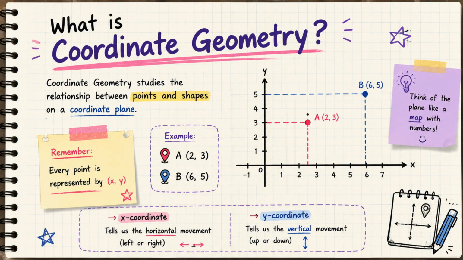First, let us understand coordinate geometry. Coordinate geometry is the study of points on a coordinate plane. Every point has 2 numbers. The first number is called the x-coordinate. The second number is called the y-coordinate. For example, point A is at (2, 3). This means move 2 units to the right and 3 units up. Think of it like finding a location on a map.